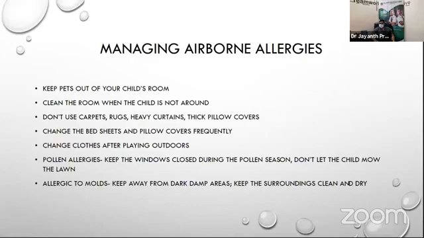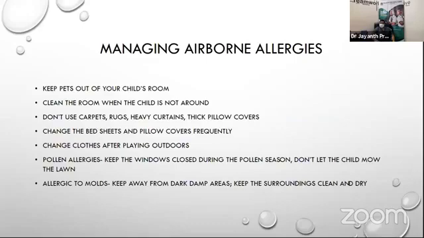So how are we going to manage airborne allergies? How are we going to control allergens which are in the air? So first thing, if you have pets, keep pets out of your child's room. Then clean the room when the child is not around. Don't use heavy furnishings such as carpets, rugs, heavy curtains, thick pillow covers. These all can catch the airborne allergens, and later the child will get affected. Change the bed sheets and pillow covers frequently. Some kids will require it to be changed every day.